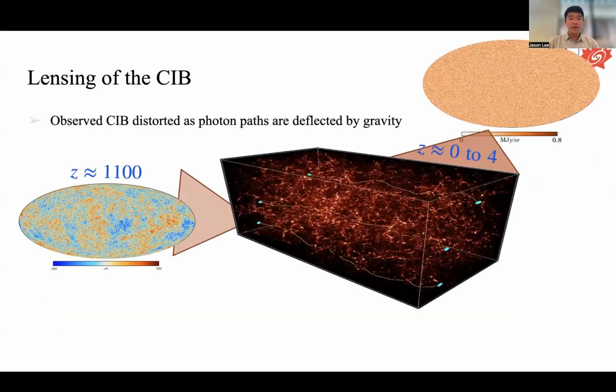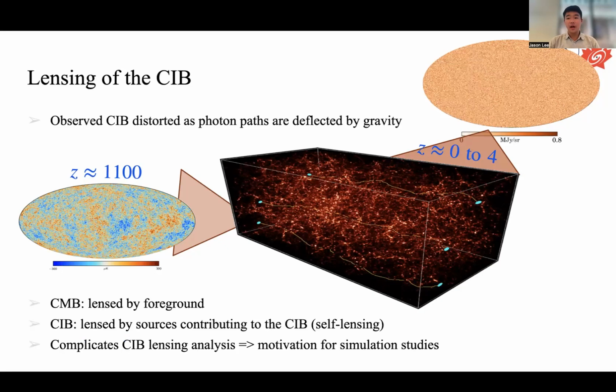Moving on to the methodology. As with any cosmic background, the CIB is altered by gravitational lensing. To make an analogy with CMB lensing, which I'm sure most of you are more familiar with, the CMB can be taken to be a thin shell at redshift 1100 or so, and is lensed by everything between us and the CMB. The CIB, however, gets lensed by sources that contribute to the CIB itself, in an effect called self-lensing. So this means that the CIB at redshift 2 gets lensed differently than the CIB at redshift 3. And this, of course, complicates CIB lensing analysis, which is why we are using simulations for this study.